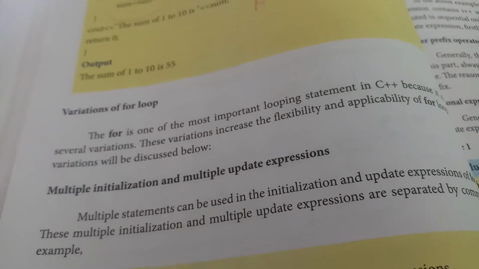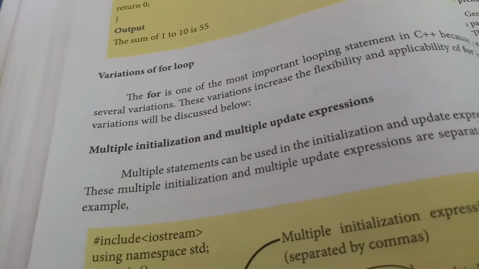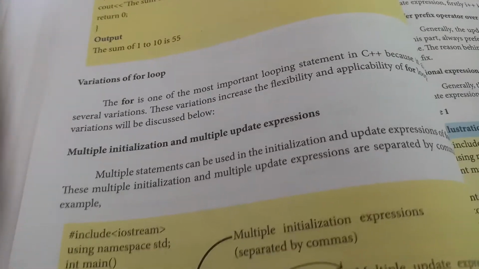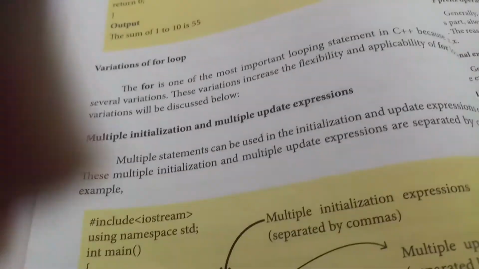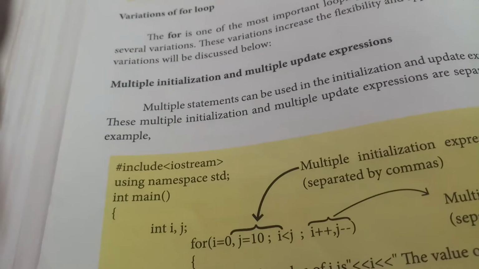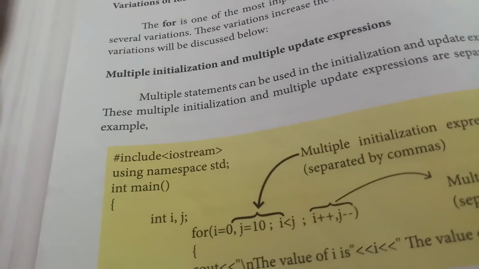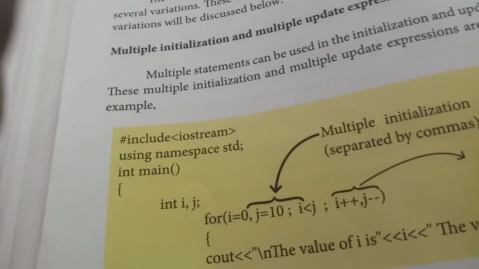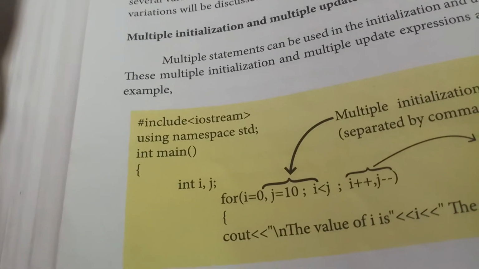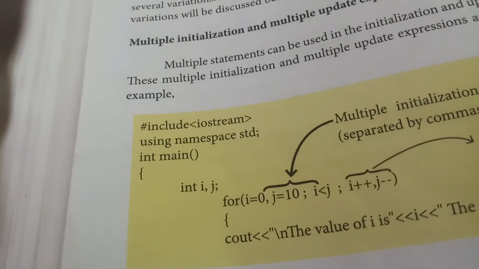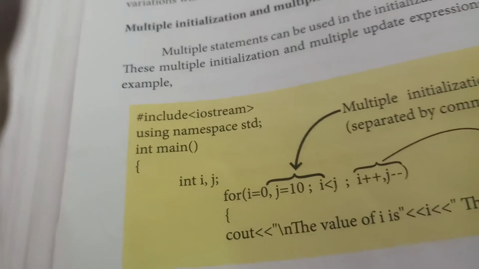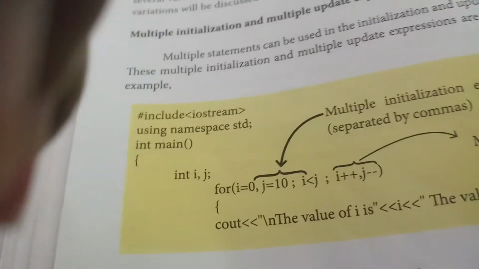and update expression. These multiple initialization and multiple update expressions are each separated by a comma. First, #include <iostream> is the header file, using namespace std is a keyword, and int main is also a keyword, then open brace. Here we declare the variables i, j, where int is the data type. So how will this be implemented?